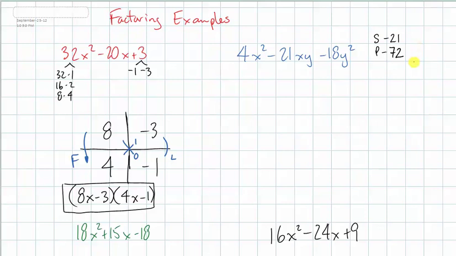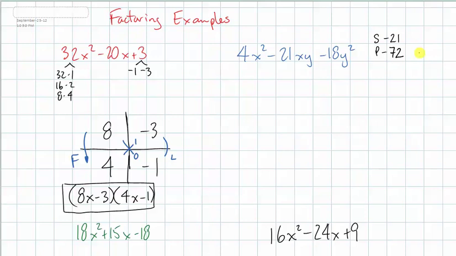Now, I'd like you to think and push pause for a moment and think about different pairings of numbers that multiply to 72 but add to 21. And don't forget the product is negative, therefore one of them is negative, one of them is positive. So push pause, try that out, and then push play when you're ready to go.